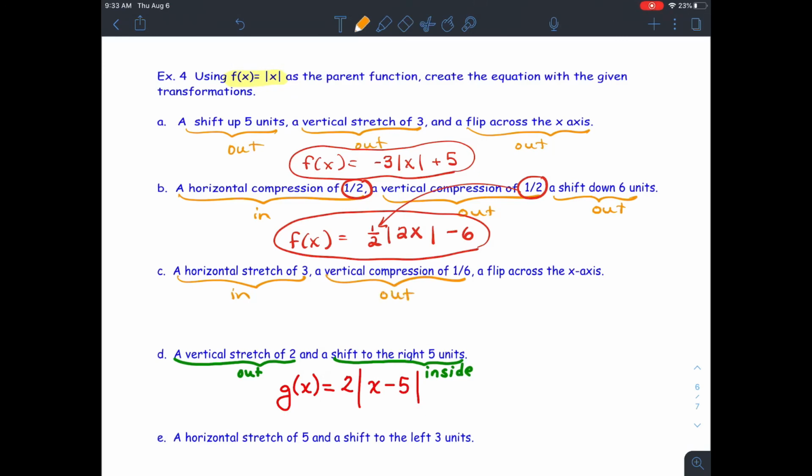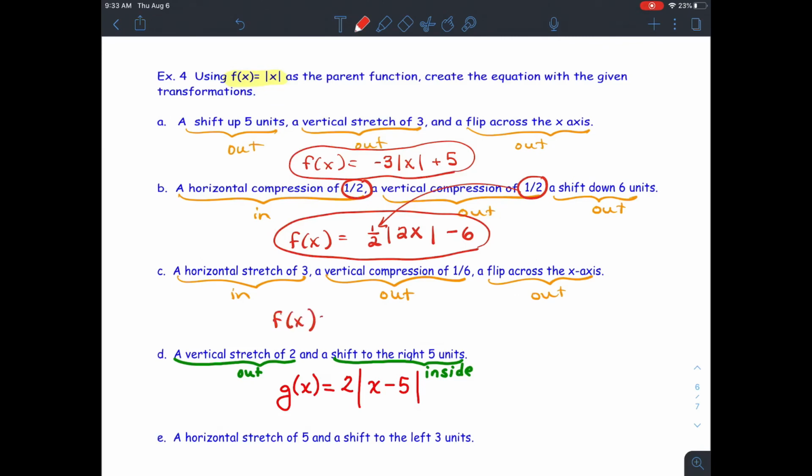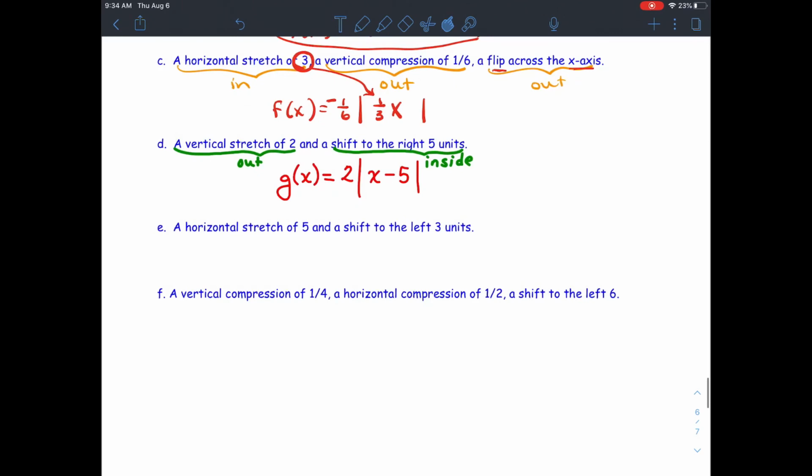A horizontal stretch of 3, that would be inside. Vertical compression of 1/6, that would be outside. Flip across the x-axis, that also would be outside. Okay, so outside I'm doing 1/6, and I'm going to make that negative because it's a flip across the x-axis. A horizontal stretch of 3, well, if it's a horizontal stretch factor of 3, what I need to be inserting into the problem is a 1/3, okay? Okay, let's look at just one more here.